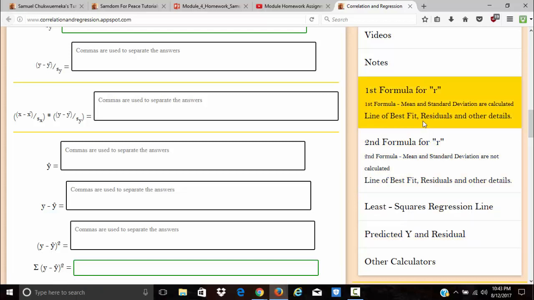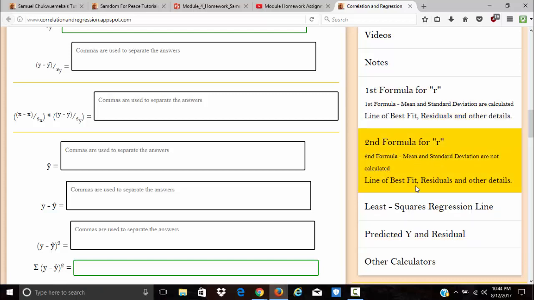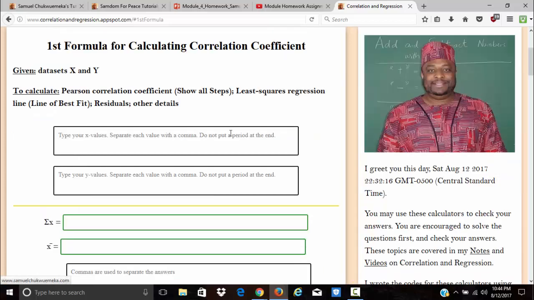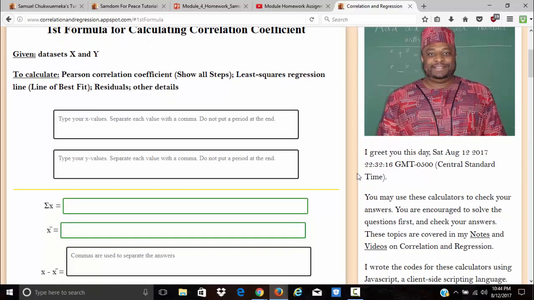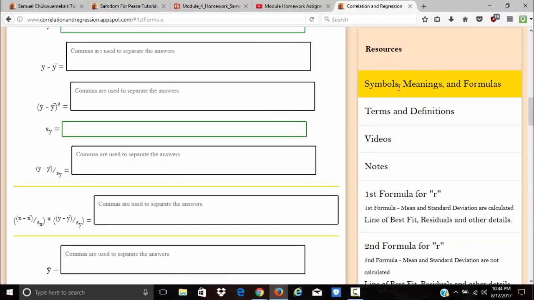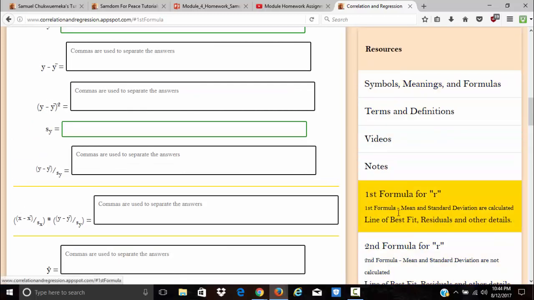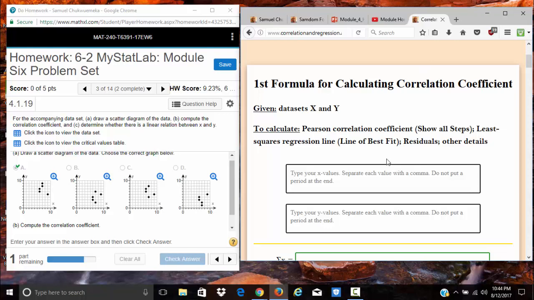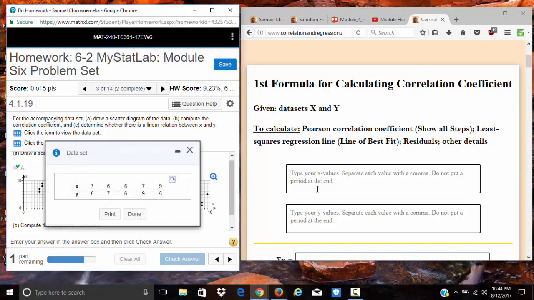If you look at the two formulas, you will see what I'm talking about. So we can use either one. We can start with the first, it doesn't matter. So I click on the first formula. To get to any link you want really fast, it's good to go to resources and click on that link. I'm going to restore this, and then let's do this side by side so you can see it.